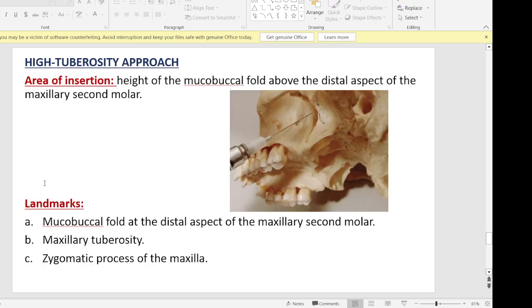In this there are two approaches. First is the high tuberosity approach. Area of insertion for the high tuberosity approach is the height of the mucobuccal fold above the distal aspect of the maxillary second molar. Landmarks are the mucobuccal fold at the distal aspect of the maxillary second molar, maxillary tuberosity, and zygomatic process of the maxilla.